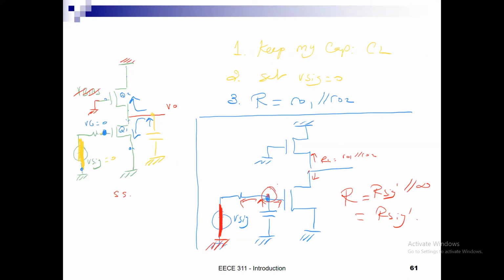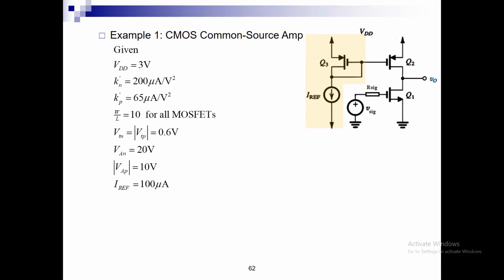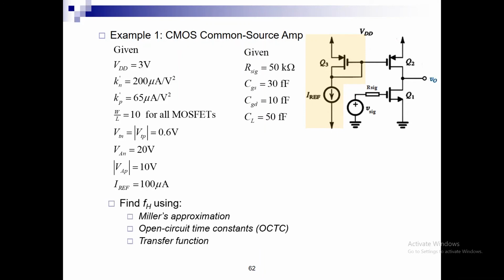Great. Okay, now we will move on, if nobody has questions, to the next slide. On this slide, they are giving me a problem of a common source amplifier with a current mirror. They give me all the information for the K primes, W by L, VT, VA, and the I reference. As well as the R sig and the capacitors, and they asked me to find the 3 dB frequency FH, which is omega H over 2 pi, using the Miller approximation, the open circuit time constant, and the exact method using the transfer function.